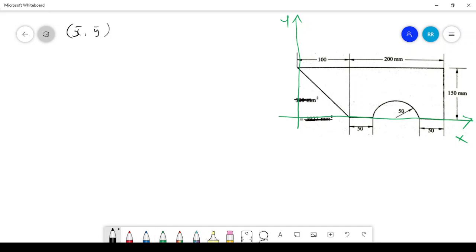So I know that the value of x bar will be a1 x1 plus a2 x2 plus etc., divided by a1 plus a2 plus etc. So this area should be divided into elemental areas. Start from the extreme left end. I can see that it's a triangle. So this is area number 1, and another area over here is a complete rectangle. Consider it as a complete rectangle. So area number 2 is a rectangle and the third one is a semicircle, this one.